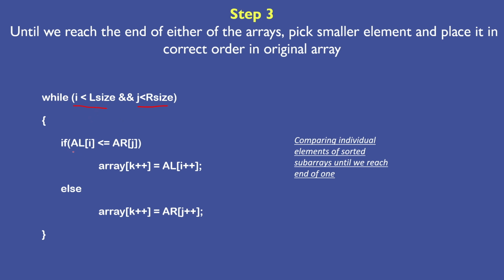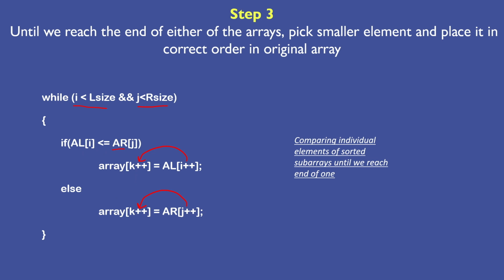Once we enter inside the loop, we compare the respective elements of array left and array right. If the element in the left array is smaller than or equal to the element in the right array, we are going to copy the element from array left to the original array at the correct position with the help of this k variable. If this condition becomes false, that means the element in array right is smaller, and then we copy it to the original array.